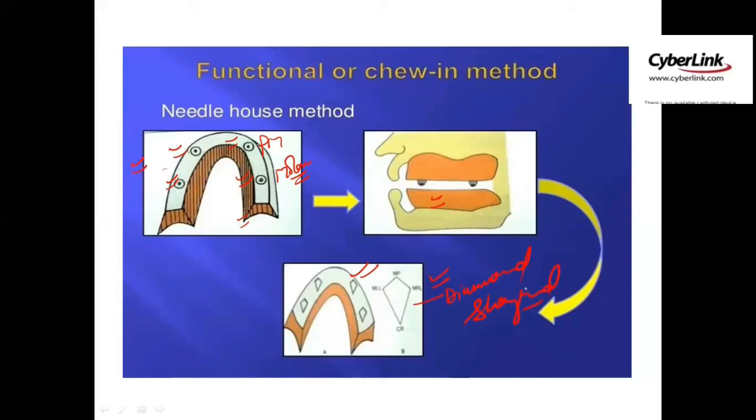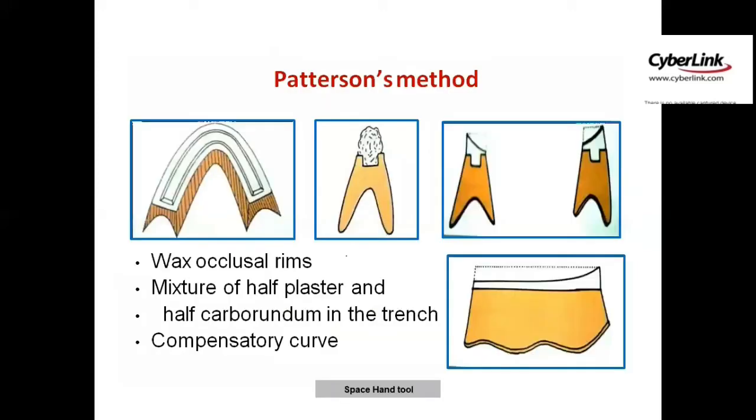Pattern rather than line is formed on the mandibular occlusal rim. The posterior most point of the diamond pattern indicates the centric jaw relation. This one. This is the posterior one. Right? Then come to your Patterson method. Again, very interesting one.